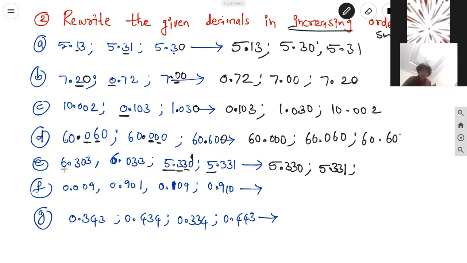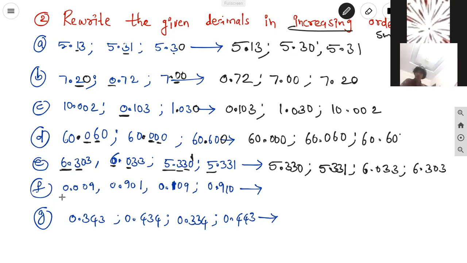So these two numbers are related with the 5 whole part. The other two numbers are 6 whole part. Then compare the 10th digit. 10th digit is here 3, here 0. 0 is smaller. So write 6.033, then 6.303. This is the increasing order.